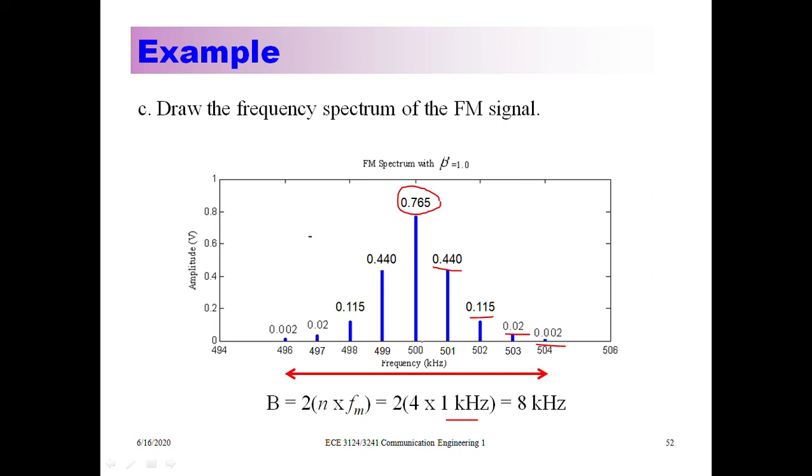Okay, so you can see FC is 500. So this is 500 FC. Okay. And FC plus FM, FM is 1000, so the next is 501. FC minus FM, 499. FC plus 2FM, FC 500 plus 2FM, 2000, so 502, and plus 3FM here, plus 4FM. Okay, so that is how we plot the frequency spectrum of the FM signal. So the amplitude is referring to the Bessel function table.